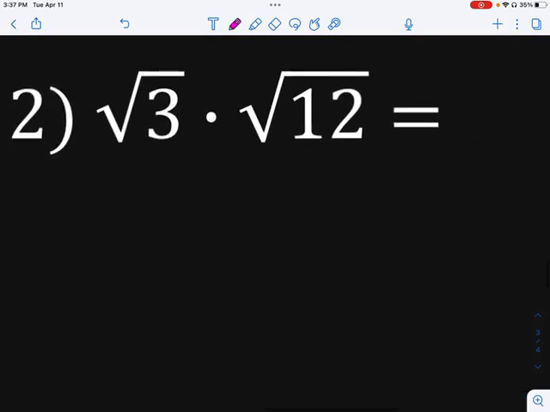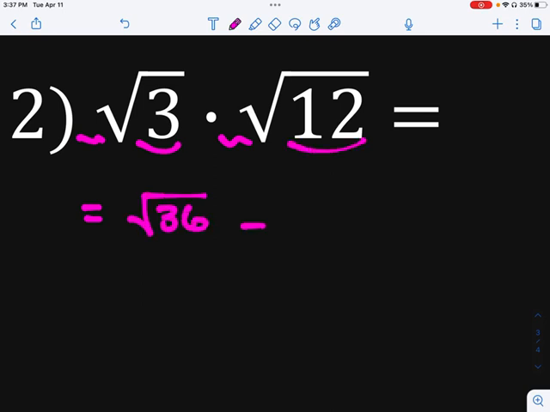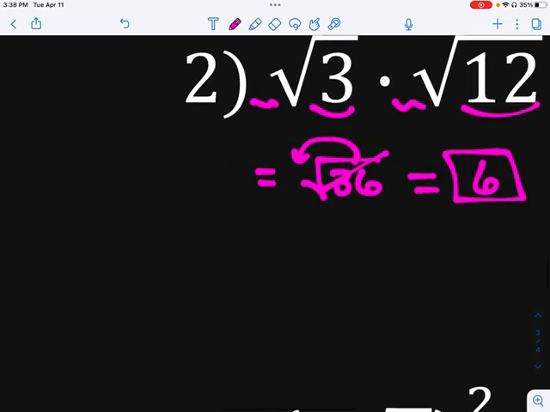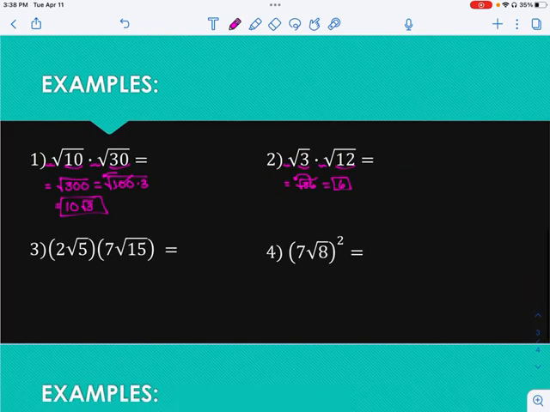On this second one, we don't have anything out front other than a 1, so we just take our radicands, 3 times 12, and that's going to get me the square root of 36. The nice thing here is the square root of 36 is a perfect square, so we take the square root of 36, which is 6. And that's how we do that process.